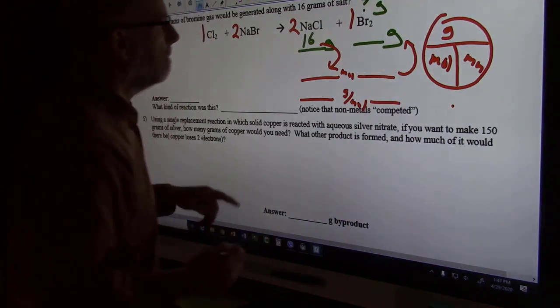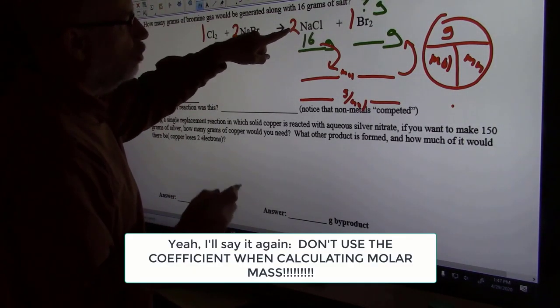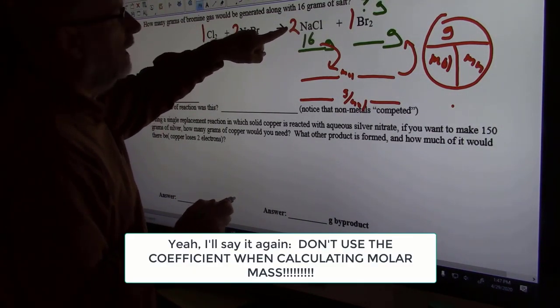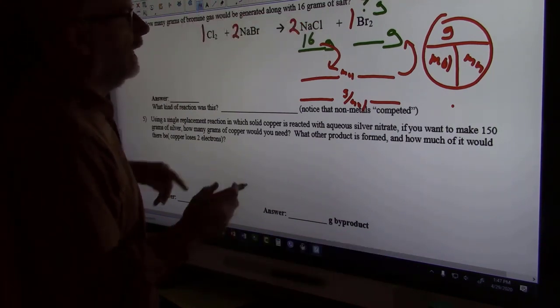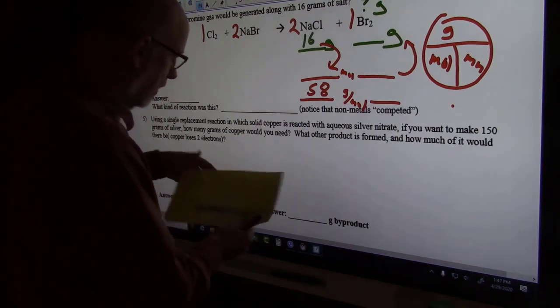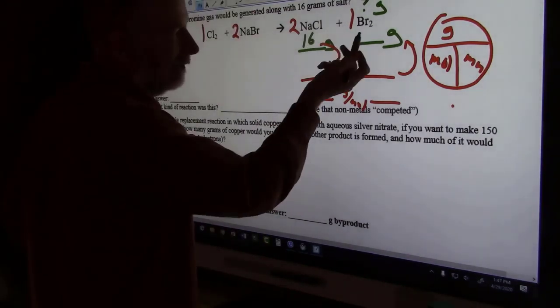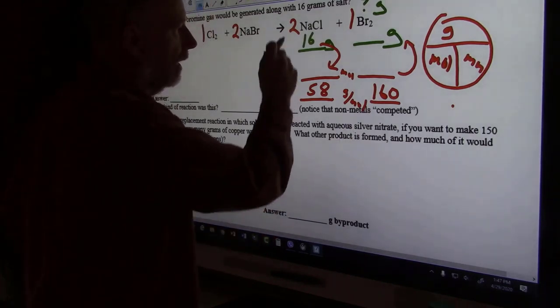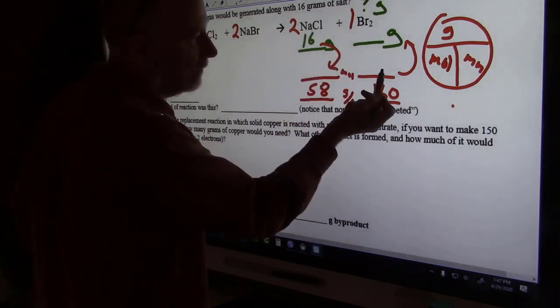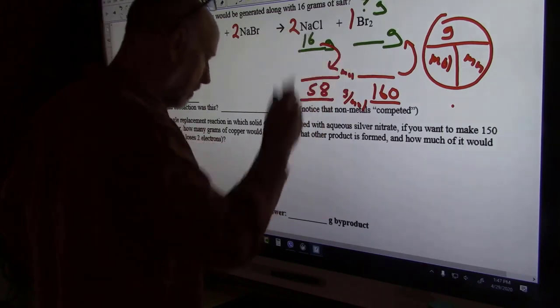Molar mass. NaCl, do not use the 2 when you're calculating molar mass. It's 23 plus 35 is 58. Br, let me look, it's way over here, and it's Br2, so that's 160 grams per mole for that. Alright, calculate the moles, have half as many moles, calculate the grams, we're done.